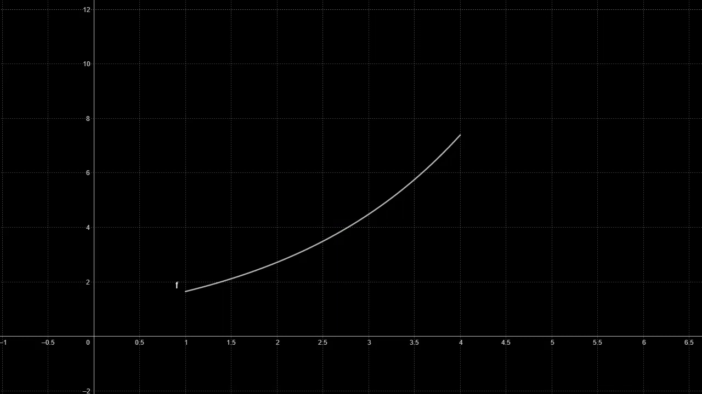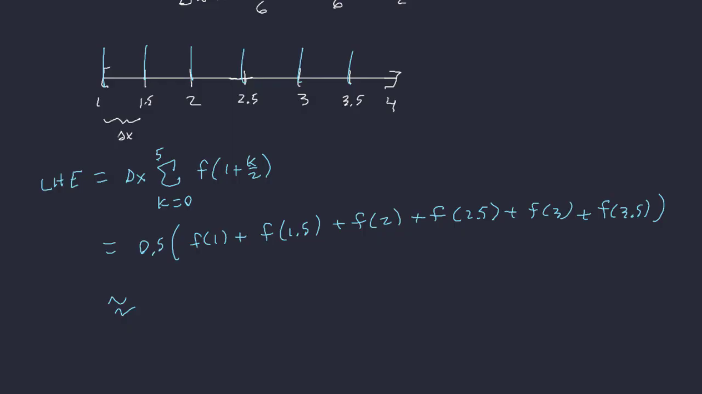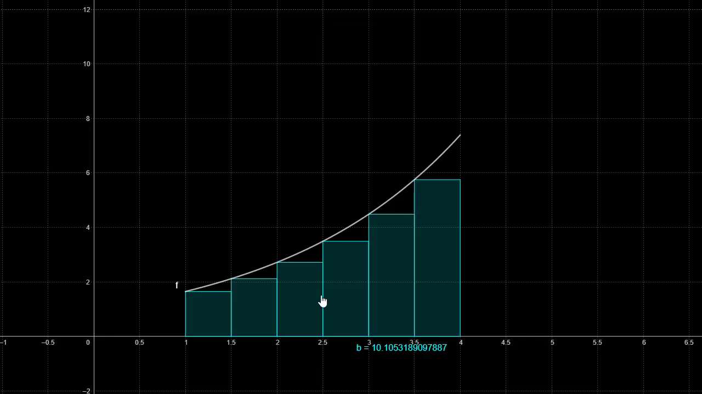All right, if we look at the graph here, and I guess I should have written this here, but we get about 10.105, and here it is on the graph with our left-handed estimates. And then finally, we will look at the midpoint estimates.